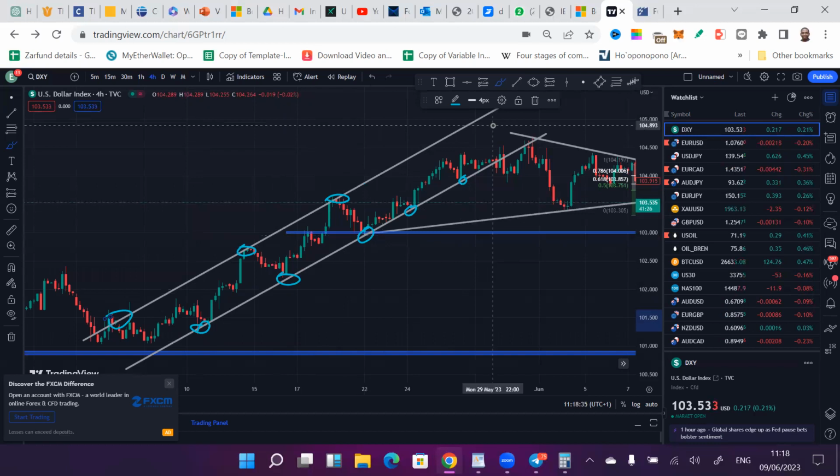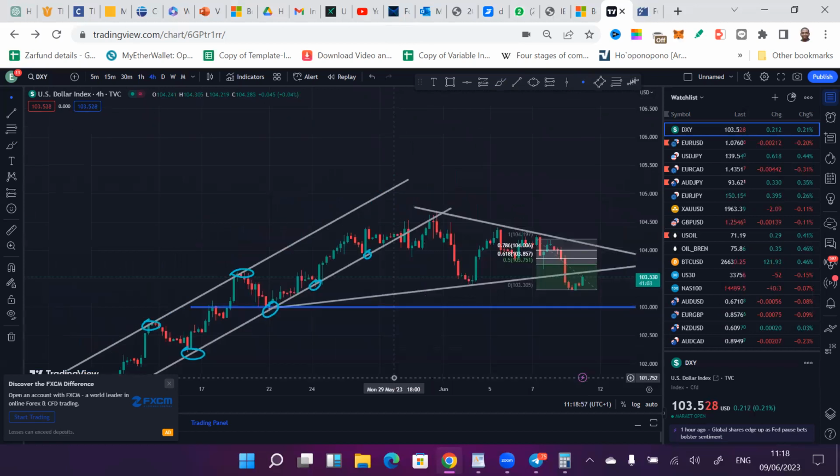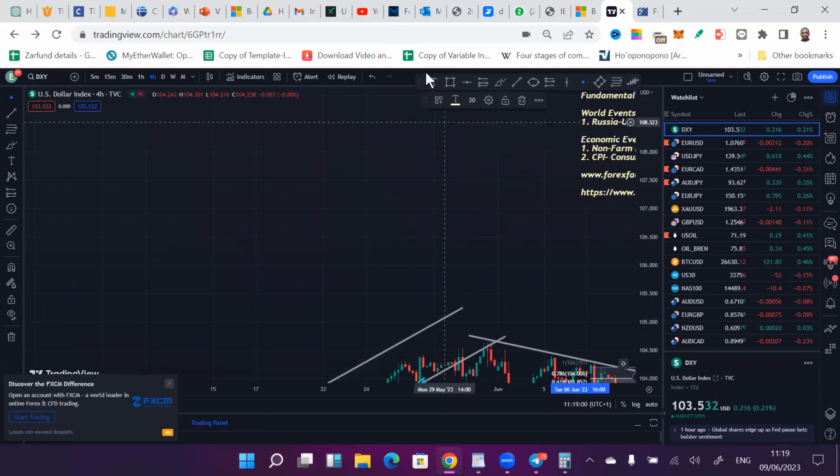So what you will notice in the market is this: price will usually move from an uptrend to a range to a downtrend, or from an uptrend to a range to a continuation uptrend. So these are certain scenarios you will have.